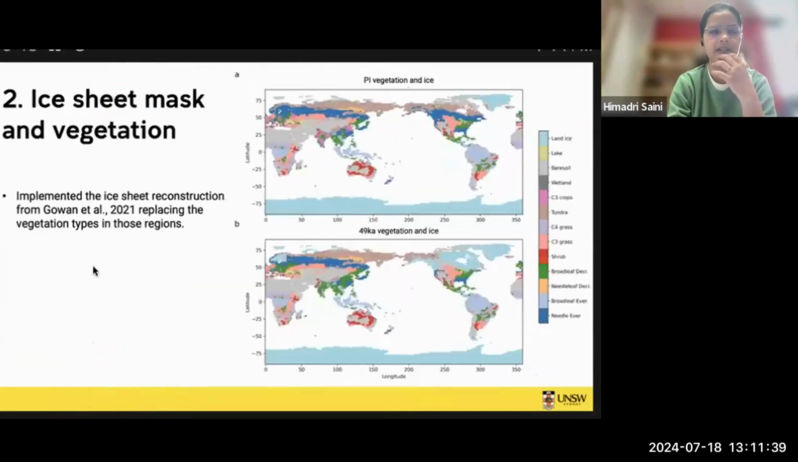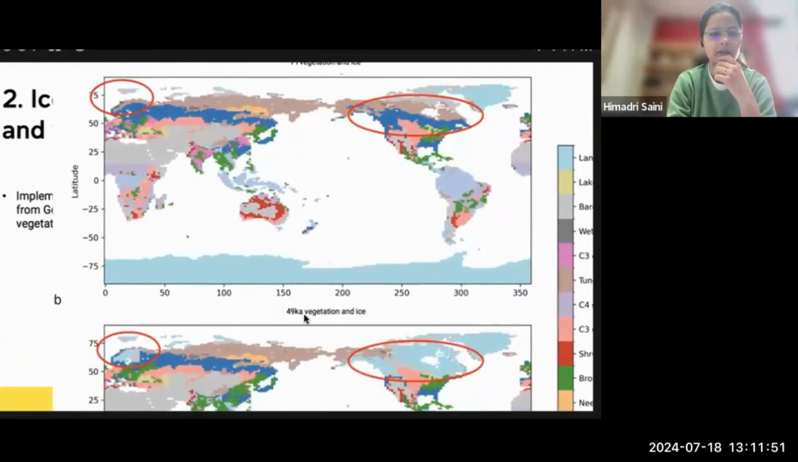And then we implemented the ice sheet mask and vegetation in the model. We used the ice sheet reconstruction from Gowan et al. And what we did is we replaced the vegetation types in the northern high latitudes with the Laurentide and Scandinavian ice sheets. So removing tundra and then putting ice sheet over these regions. We also took some basic decisions like converting the needle leaf vegetation type into bare ground because between ice sheets we don't have any vegetation.